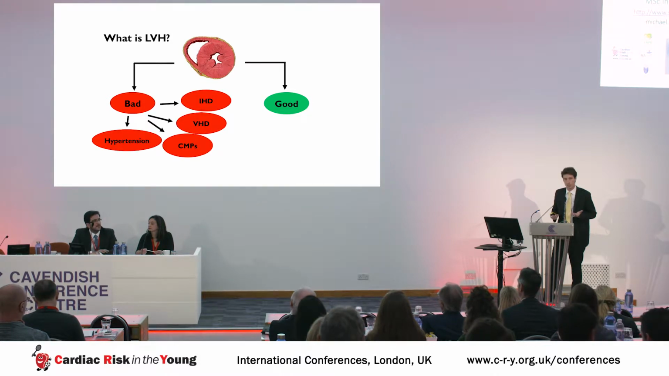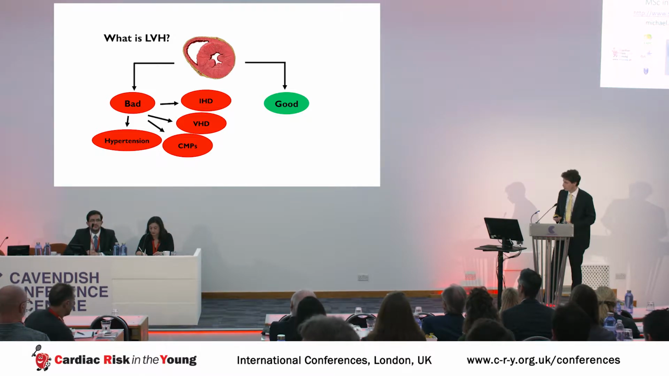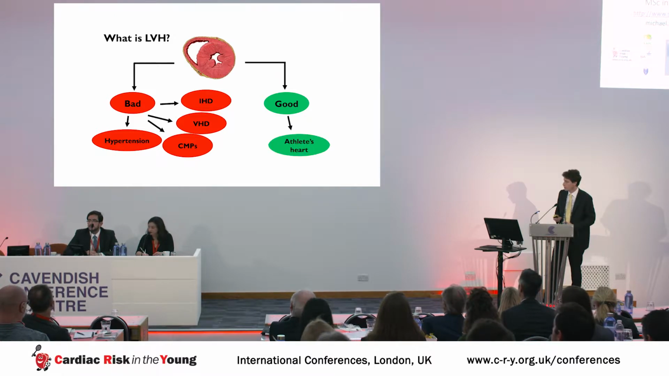We generally consider that left ventricular hypertrophy is a final common pathway of various conditions, for example hypertension, cardiomyopathies, valvular heart disease, or coronary artery disease. And then, on the other side of the spectrum, we have good left ventricular hypertrophy, which often relates to athlete's heart and physiological cardiac adaptation to exercise.